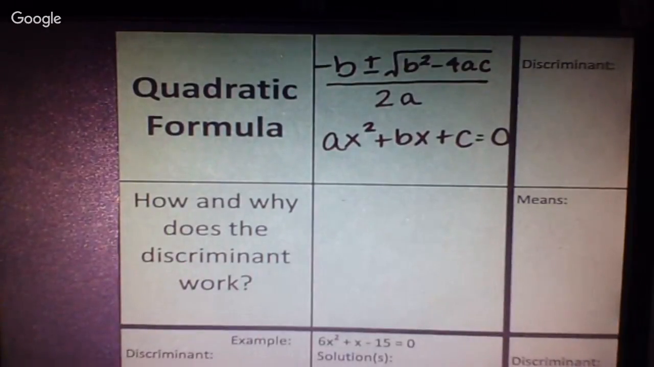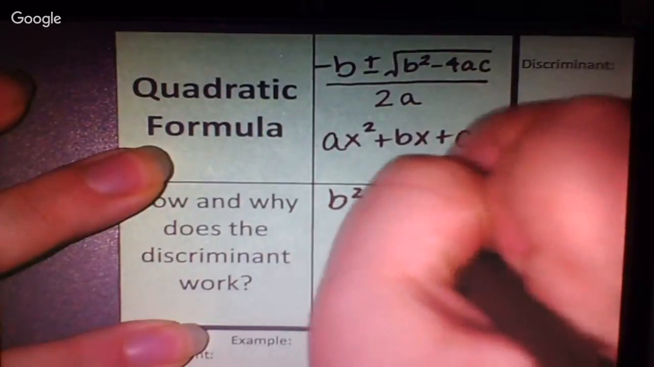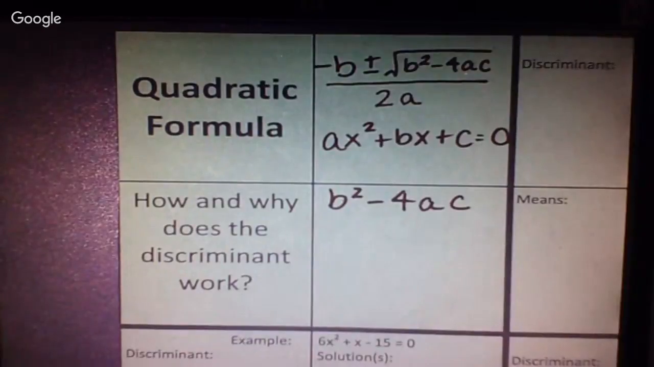The next part says, how and why does the discriminant work? Your discriminant is just what's underneath the square root. So your discriminant is b squared minus 4 times a times c. If you just use this part of your quadratic formula, that will tell you my graph never crosses the x-axis, my graph only touches it once, or my graph touches it twice.